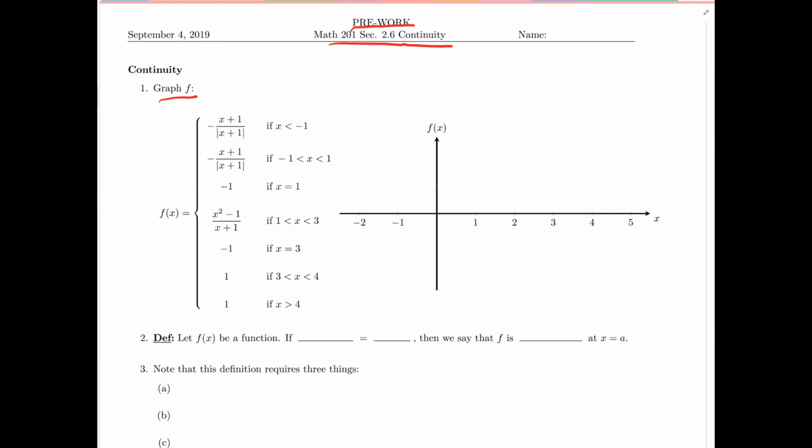So if you have any trouble with this, we did something like this in section 2.3. Actually, we kind of looked at each one of these in section 2.3. So review your 2.3 notes for the graphs of these functions, and then give your best shot at graphing this. So go ahead and pause the video, and we'll resume in a moment.